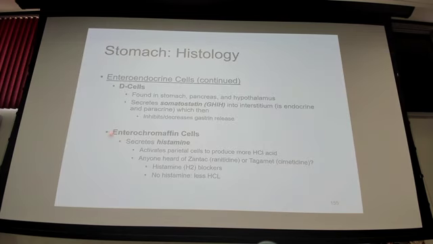Enteroendocrine D cells and enterochromaffin cells. Yeah. So histamine, we've already talked about that one before. And this one, D cells. Somatostatin. Another place it's made. Okay. So it inhibits gastrin release. So it's a negative feedback loop for gastrin. What does the D in D cells stand for? I don't know. All right.